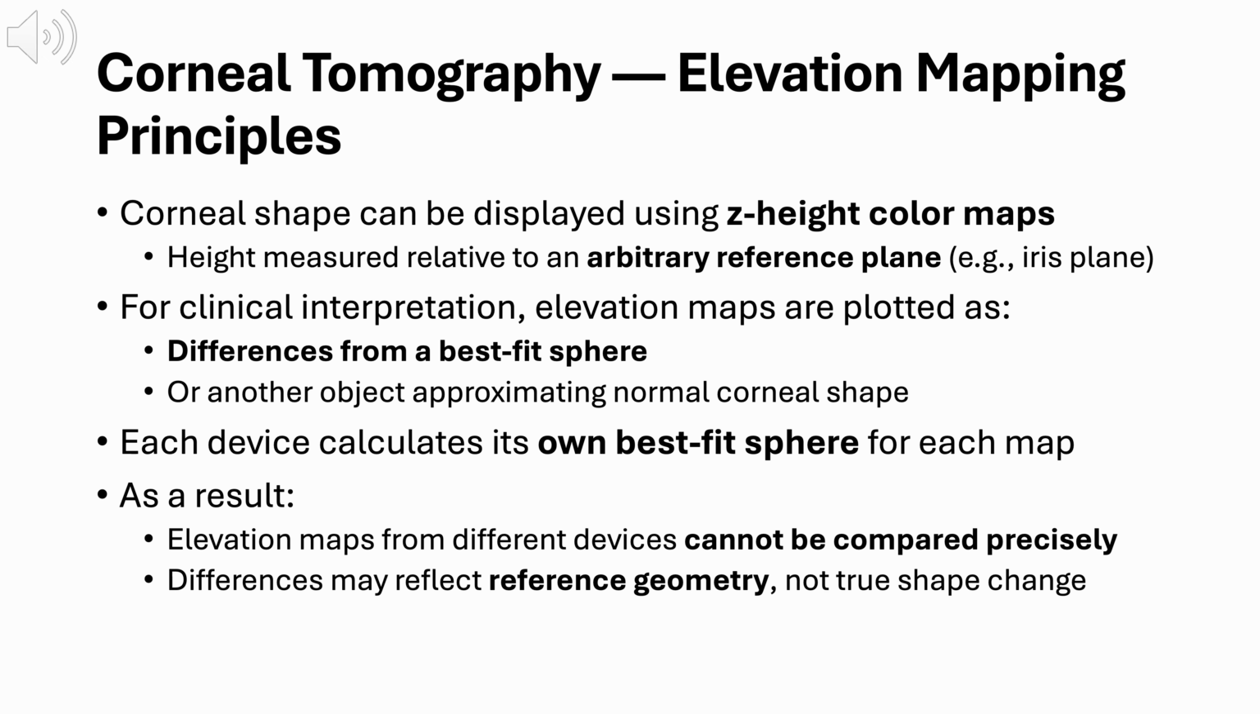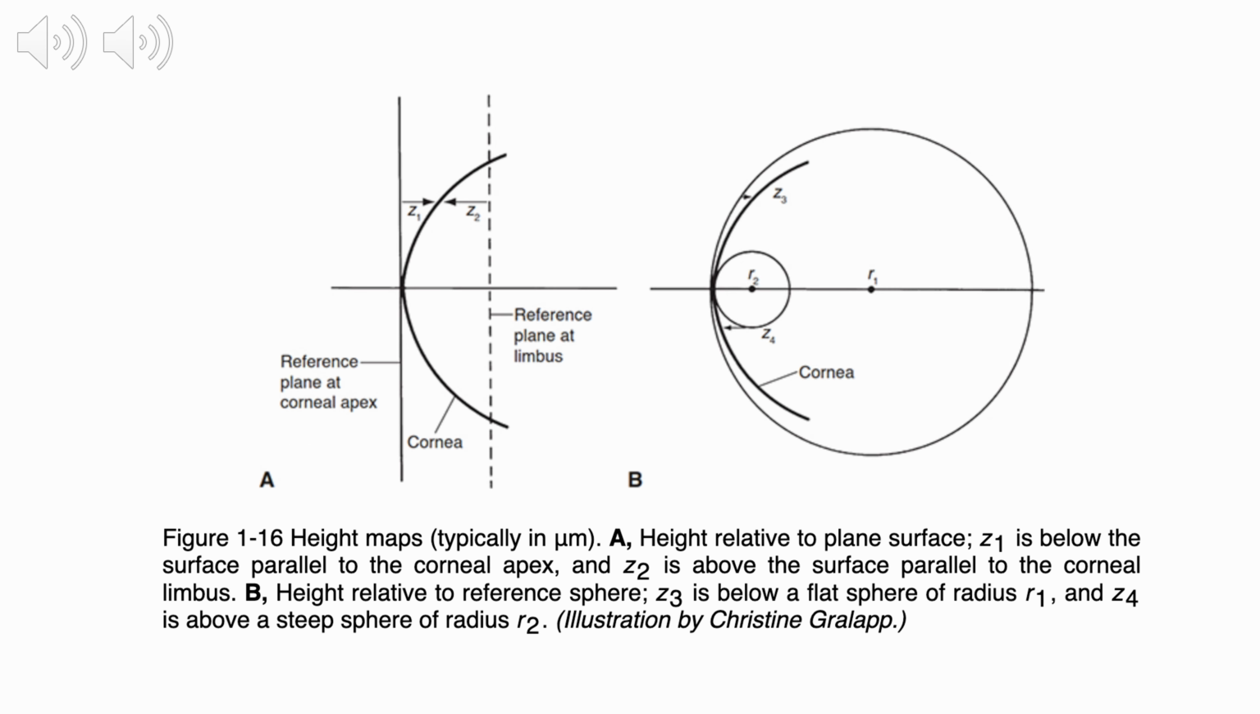The takeaway is that elevation maps are powerful for detecting localized protrusion or asymmetry, but they must always be interpreted in the context of the reference surface being used, and comparisons should be made within the same device, not across platforms. Let's walk through this figure step by step and think of it as a simple way to understand what an elevation map is actually showing.